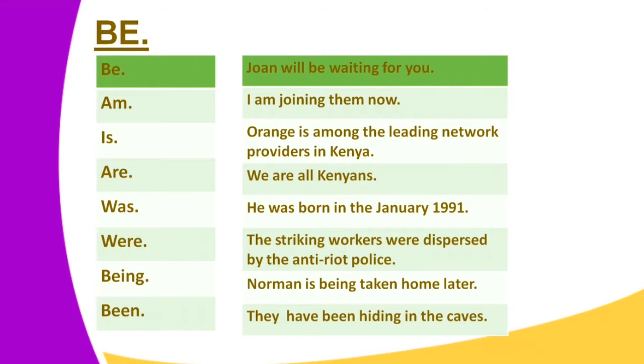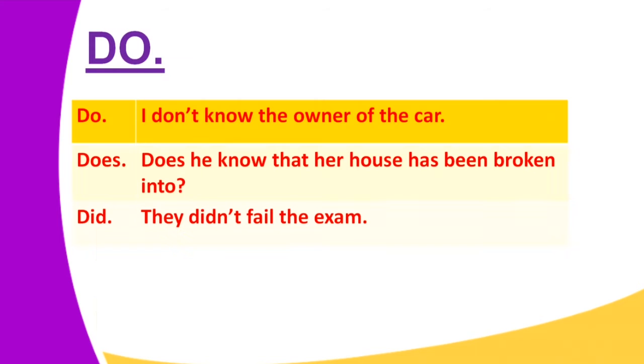Being: Norman is being taken home later. Been: they have been hiding in the caves. So those are the forms of the verb be, or of the auxiliary verb be. Let's look at the next auxiliary verb. We have do, and do takes three forms. We have do itself, does, and did.